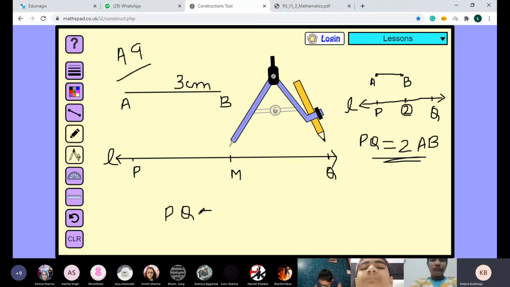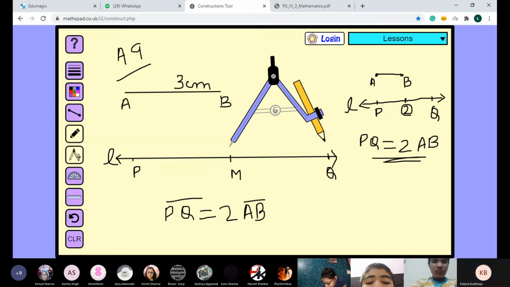Okay, below the line you should write down PQ as twice of AB and put a sign of line segment also. This PQ is a line which is twice of AB. Is the construction clear to everyone?